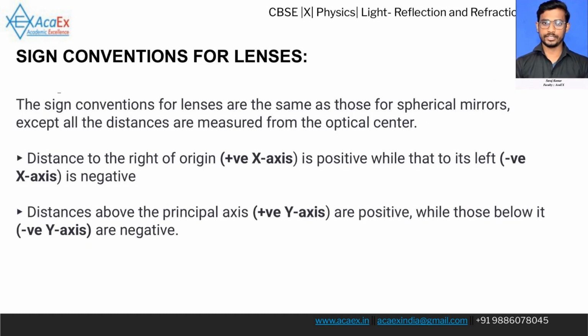Sign conventions for lenses. The sign conventions for lenses are the same as for spherical mirrors, but all distances are measured from the optical center. Distances to the right are positive, to the left are negative. Distances above the principal axis are positive, below are negative.